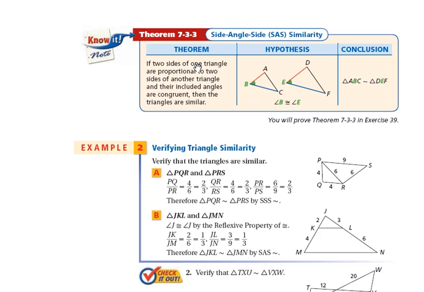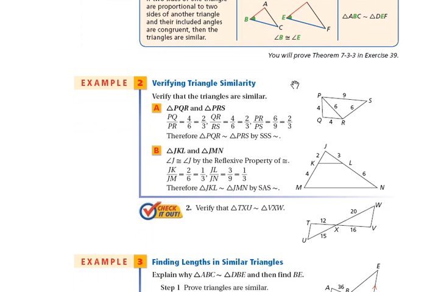Here's another one, side-angle-side. And it says if two sides of one triangle are proportional to two sides of another triangle and their included angles are congruent, remember that included angles are included between the two sides. So angle B and angle E are between the two sides here, the corresponding sides. Then the triangles are going to be similar. So again, we have an example here where we can take a look at a couple of triangles and prove that they're similar by the three sides and by side-angle-side.